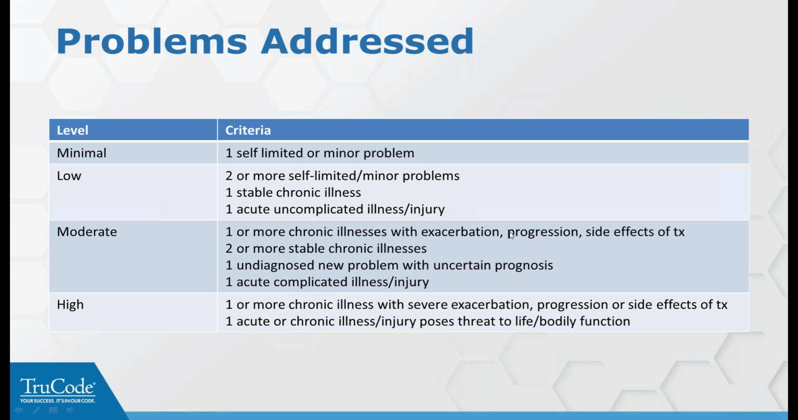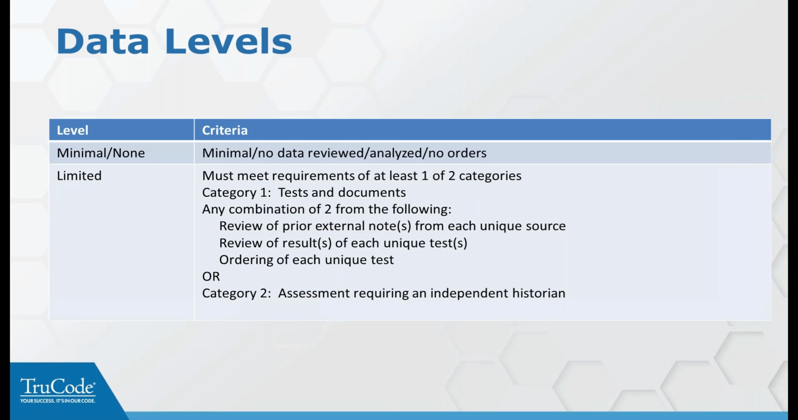So those definitions become super important if you're educating your clinicians on those. In data, you have 4 levels as well, and those do fall into different categories. For example, with your limited, which is the second level of your data, you're looking at category 1, which is a combination of tests and documents, or assessment requiring an independent historian.